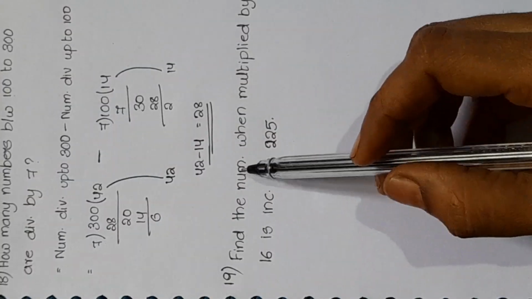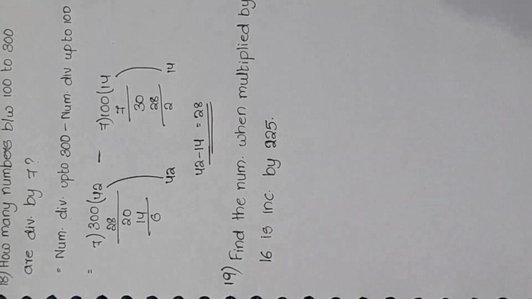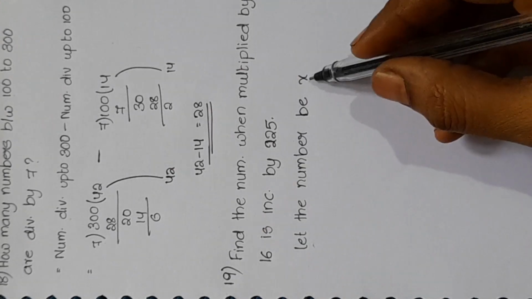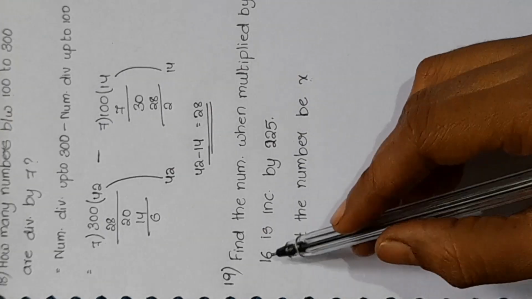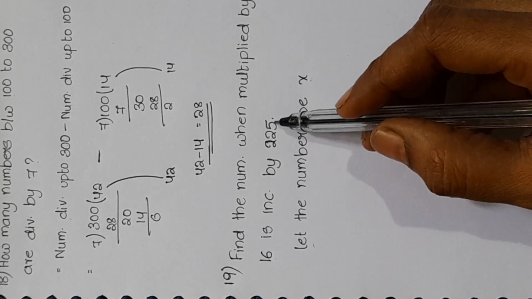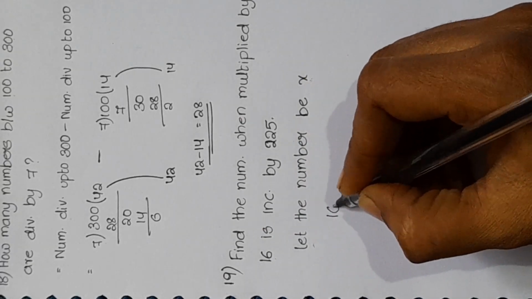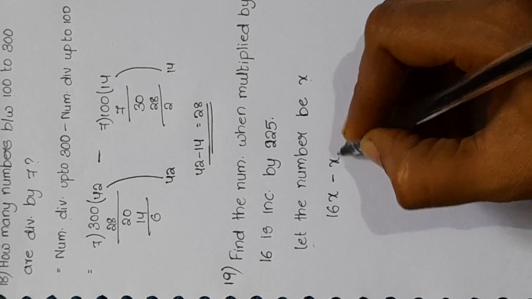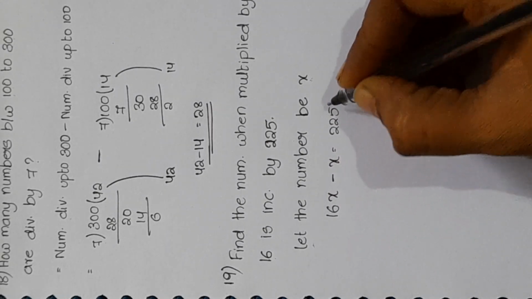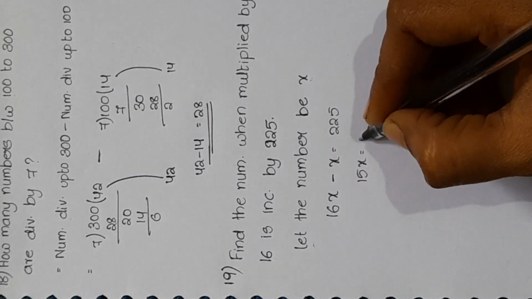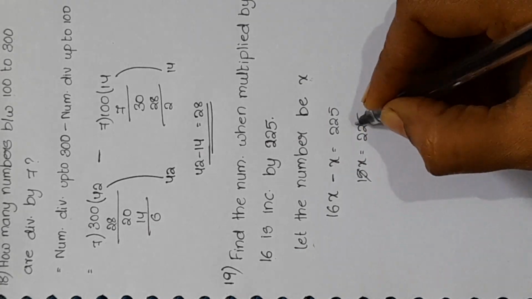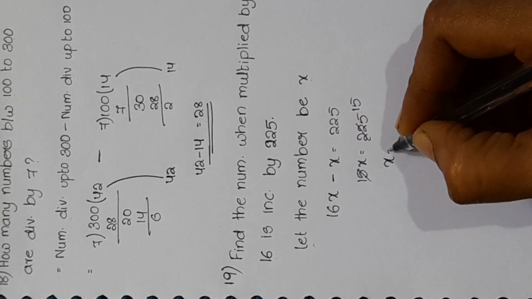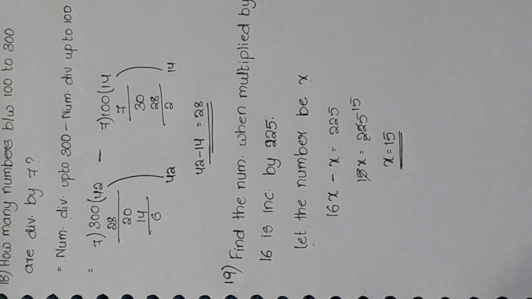Question number 19. Find the number which, when multiplied by 16, is increased by 225. Let the number be x. When this x is multiplied by 16, it is increased by 225 than the original number. So we can write this as 16x minus x is equal to 225. We get 15x is equal to 225. On cancellation, we get x is equal to 15. The original number is 15.